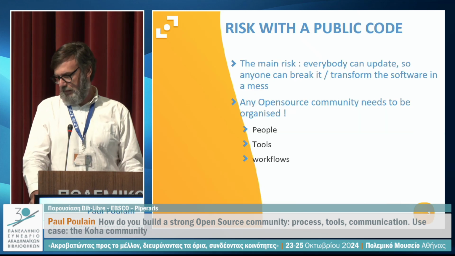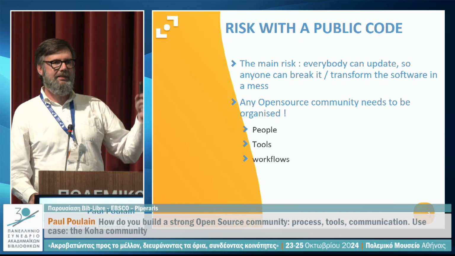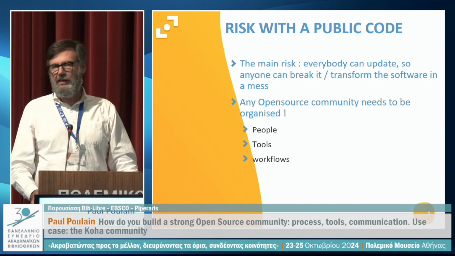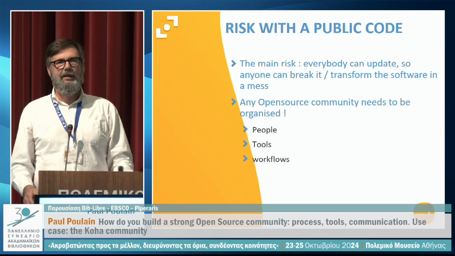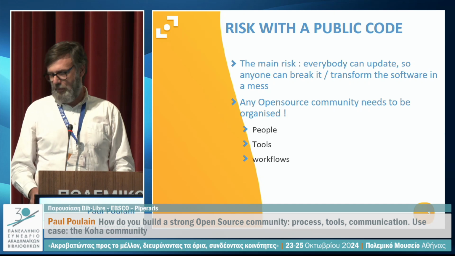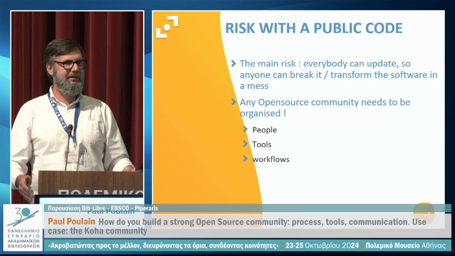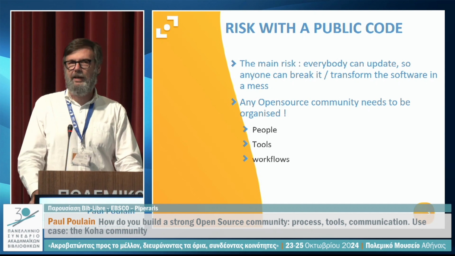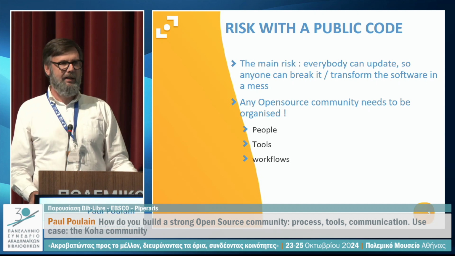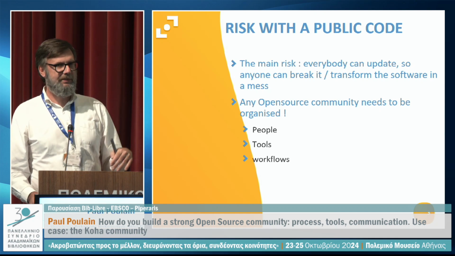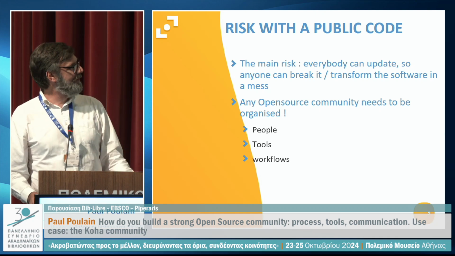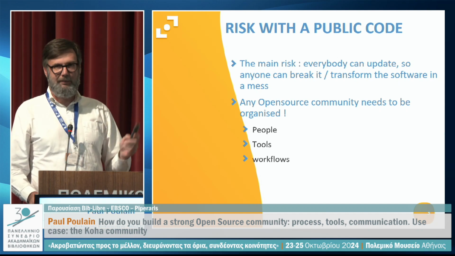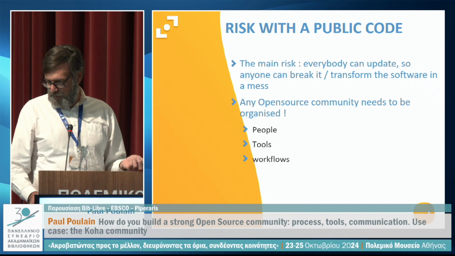The main risk is everybody can update, change, add, remove some line of code. So the risk is that anyone can break the software, anyone can transform the software into a mess, something that does not work and nobody understands anymore. So that's why an open source community must be organized. I identify three parts in organizing an open source community. First, it's people. Second, it's tools. And third, it's workflow. So you have my next slide: people, tools, workflow.